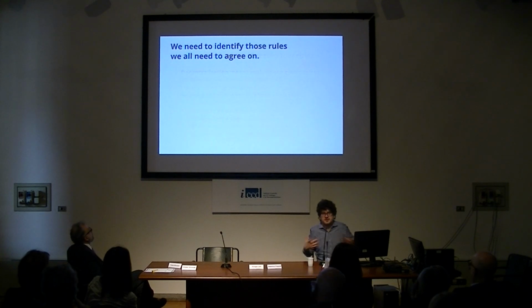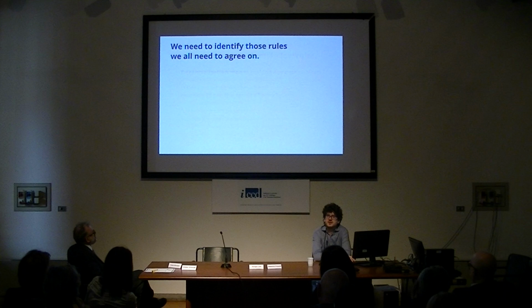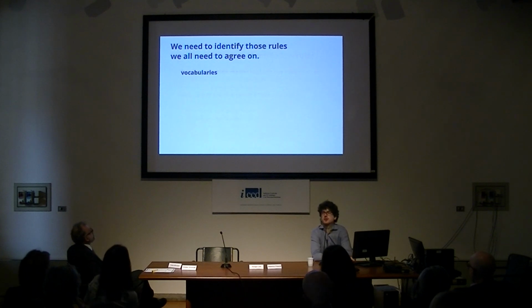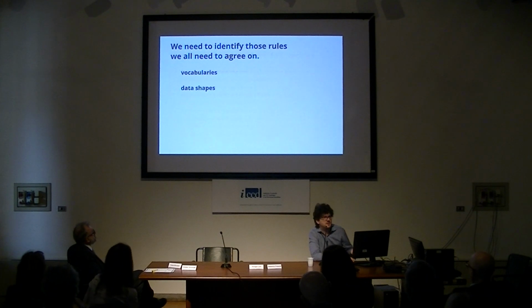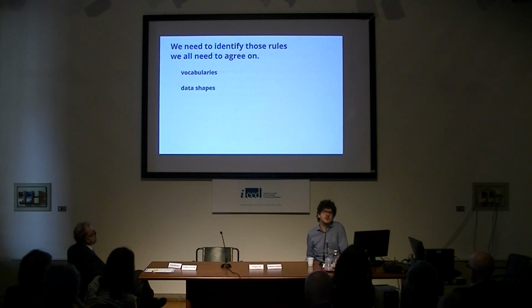This is more of an open question than me saying what it should be. Just as a concept, we have to think about what are the rules we all need to agree on, and what are the rules that certain subsets will need to agree on. We need to talk about vocabularies, ontologies, obviously. We also need to talk about data shapes. This is a bit of a recent evolution in the community. Earlier, we were mostly talking about ontologies, but shapes are also saying how this ontology should be used.